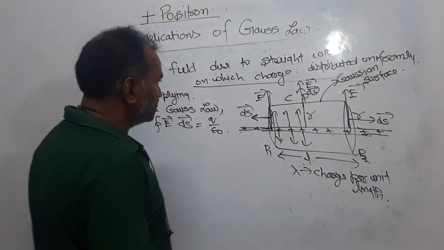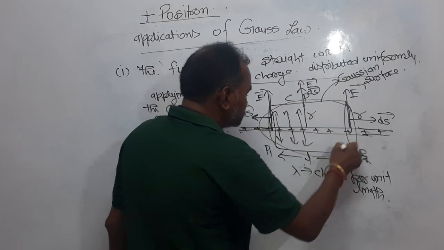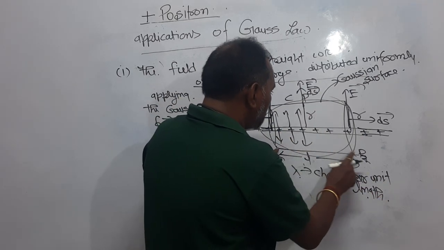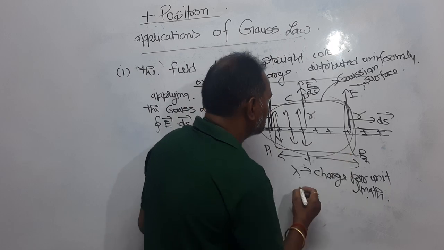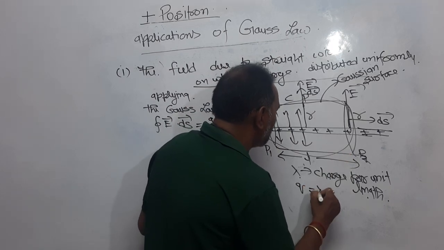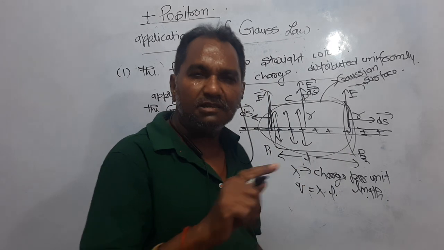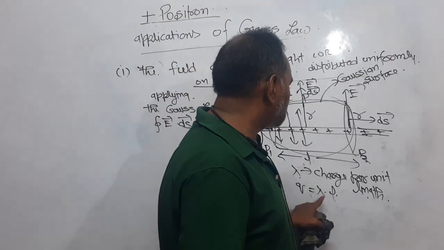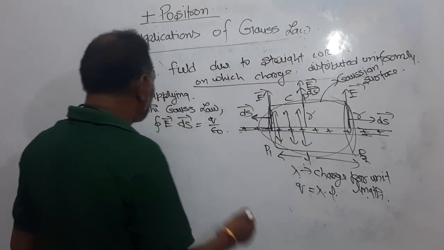Now, dear students, how much charge will be enclosed in that? Lambda is the charge per unit length. So in length L, the charge will be Q is equal to lambda into L. Lambda is the charge per unit length, so in the length L, the charge enclosed will be lambda into L.